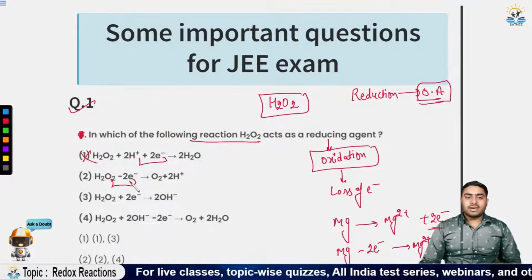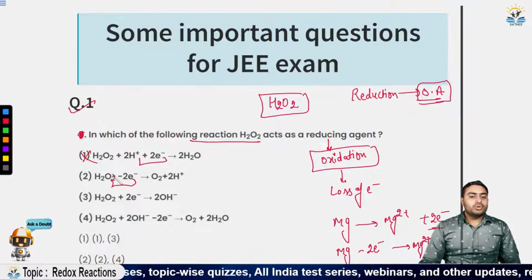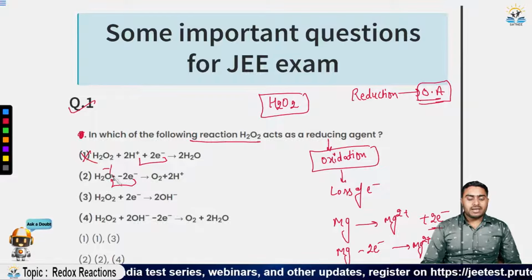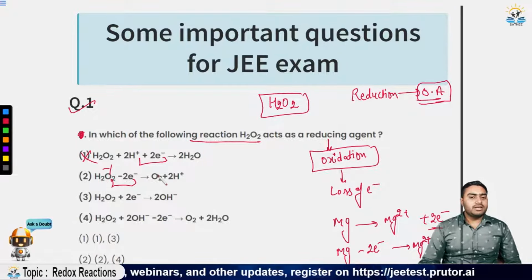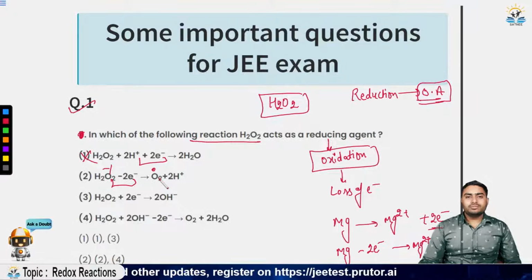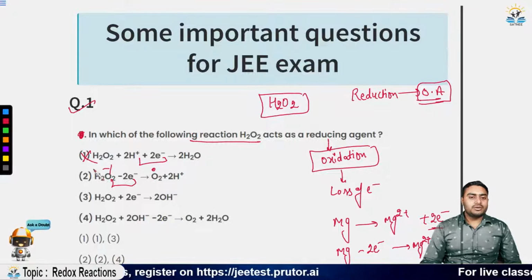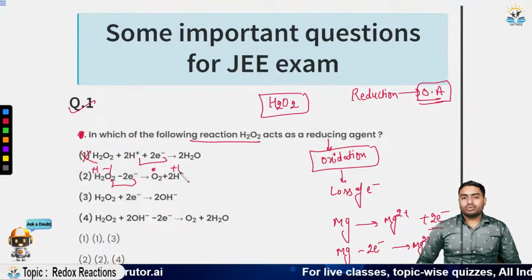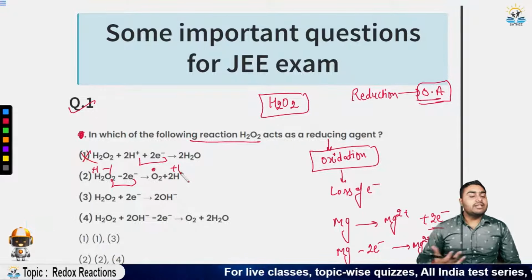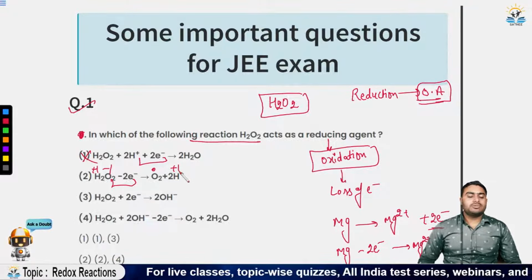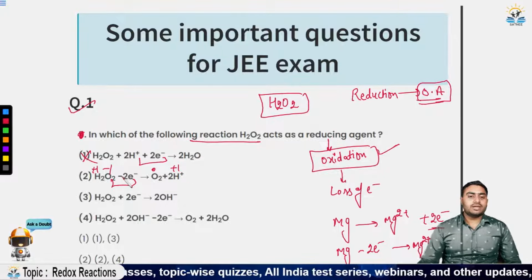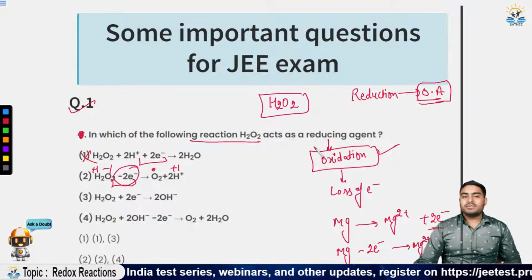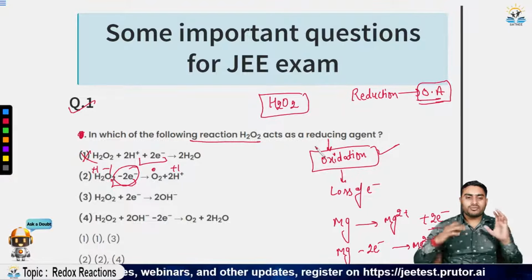Minus 2 electrons, yes, definitely H2O2. You can see here the oxidation number of oxygen is -1 here, and here it is 0, so -1 to 0. Similarly, hydrogen is +1 here and +1 there. So what is happening here? -1 to 0 is definitely an increase in oxidation number. Increase in oxidation number means oxidation, and oxidation means loss of electrons, that is, minus 2 electrons. Minus means from the reactant side.